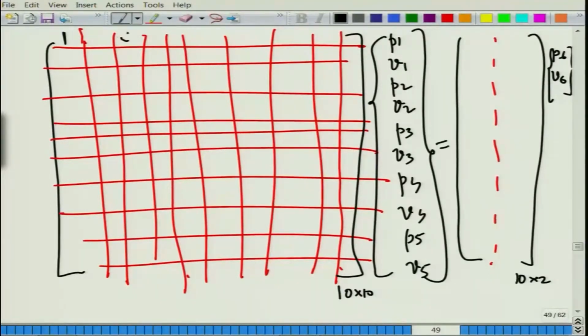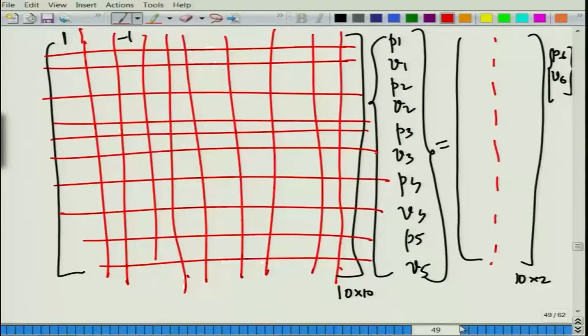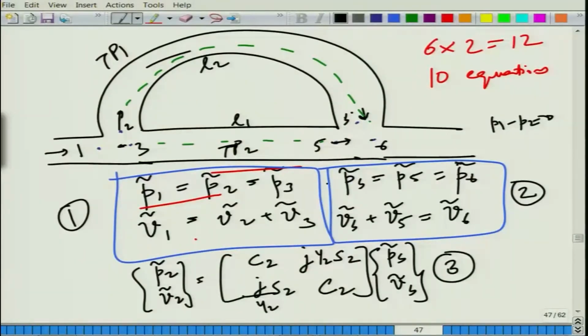So, this will be minus 1. Okay. This will be minus 1 in the first row. Okay. And now, P2 is equal to P3. What does it mean? It means that this will become 1 and this will become minus 1. Okay. So, you have this kind of a thing, and V1 is equal to V2 plus V3.